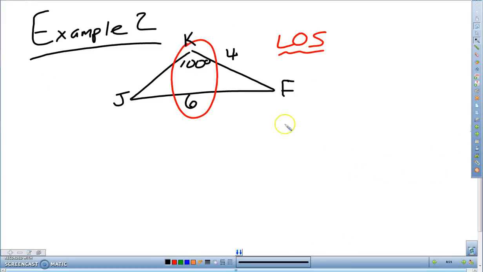Alright, so here's another case where we're going to do law of sines. I've got 2 known sides and then an angle opposite for one of my known sides. So go ahead, pause the video, see if you can try to solve it yourself.